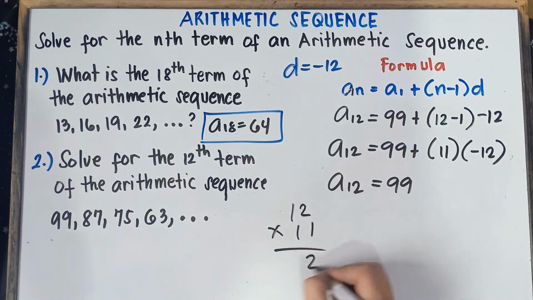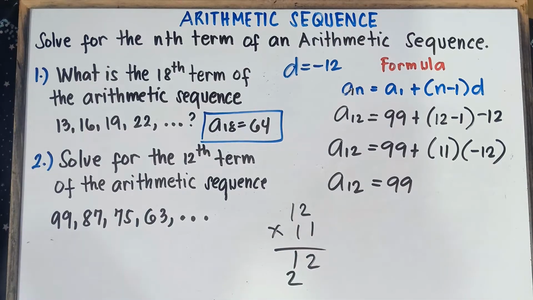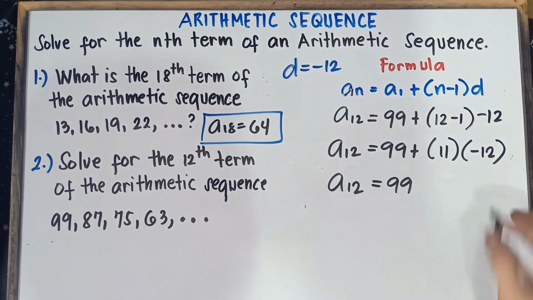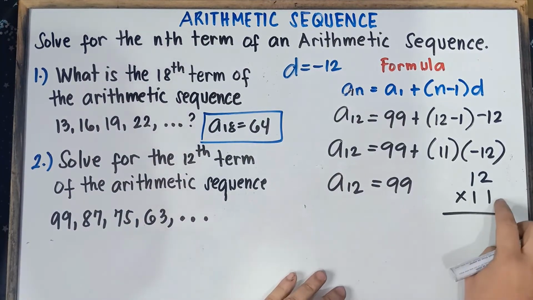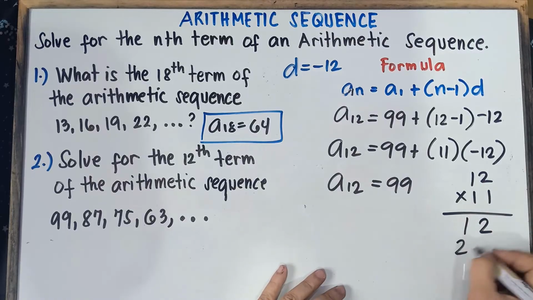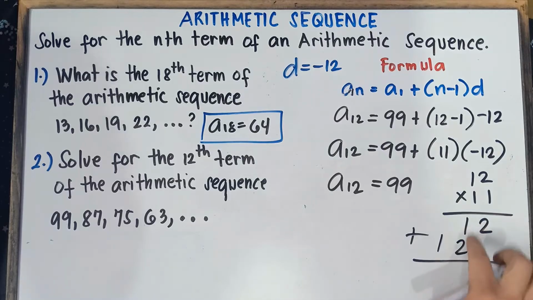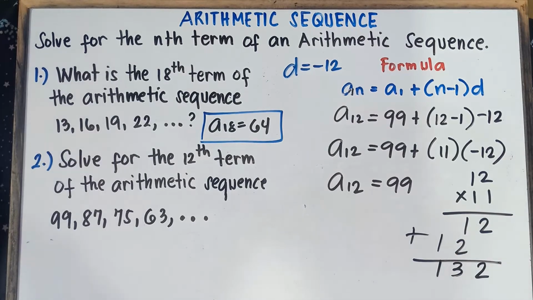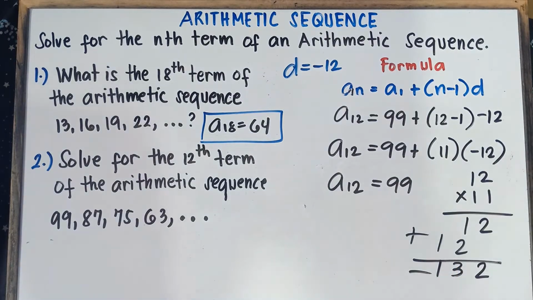So 1 times 2 is 2, 1 times 1 is 1, 1 times 2 is 2. So we don't have enough space, class. We just multiply it here. So 12 times 11. So 1 times 2 is 2, 1 times 1 is 1, 1 times 2 is 2, 1 times 1 is 1. Simply add, so bring down 2, 1 plus 2 is 3, bring down 1. 132. Now since this is negative 12, therefore class, our answer should be negative 132.